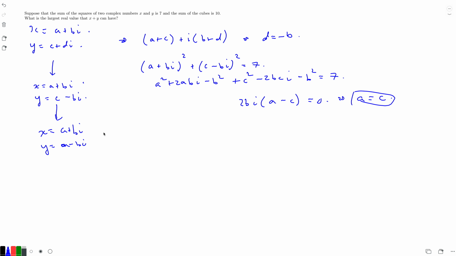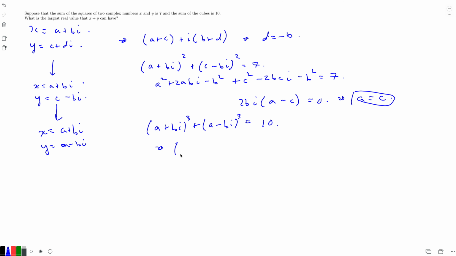Now we see that x and y are complex conjugates, and I think we can now attack the final constraint that the sum of the cubes is 10. All right, so let's do that. a plus bi cubed plus a minus bi cubed is equal to 10. Now you may know a formula for x plus y cubed plus x minus y cubed, where the even terms cancel out. But let's just expand this for thoroughness.